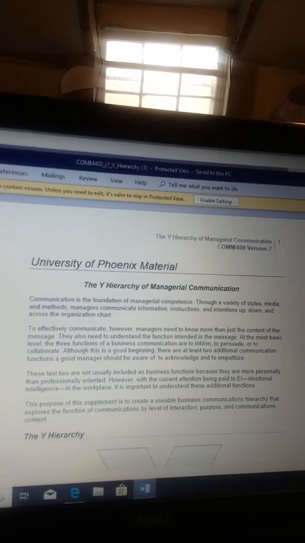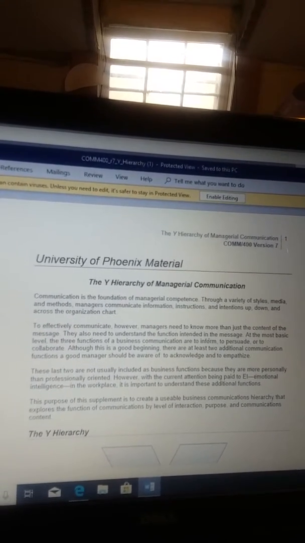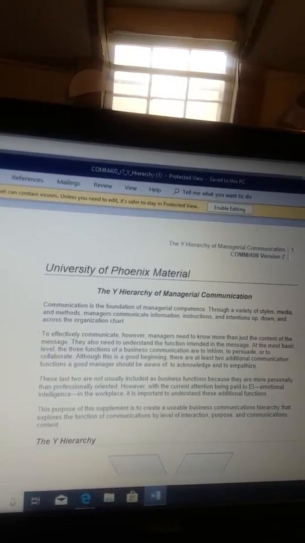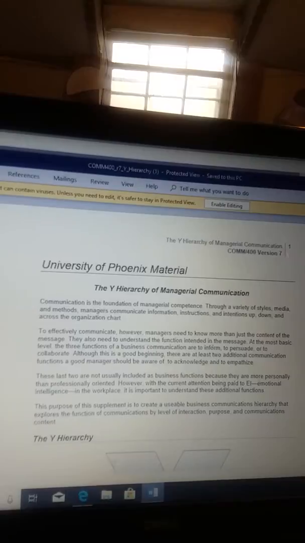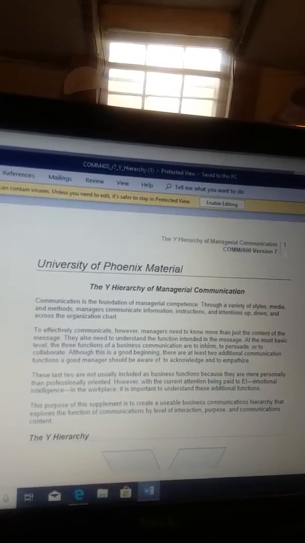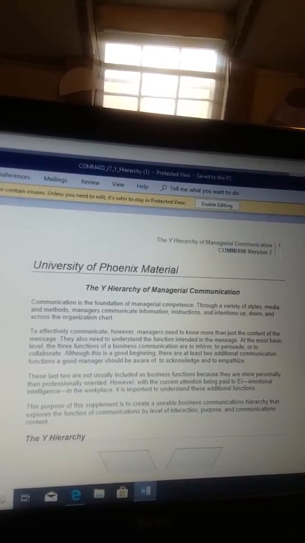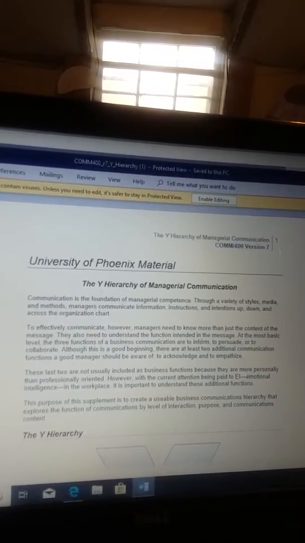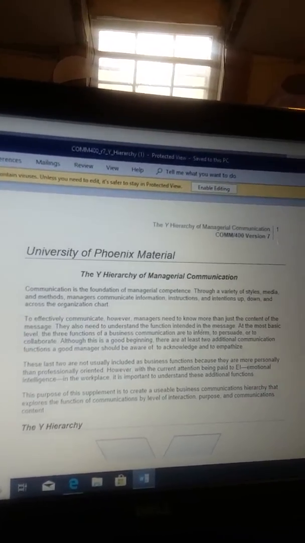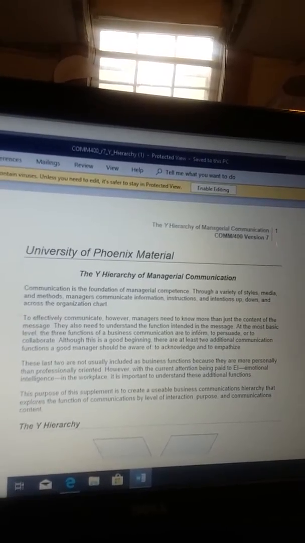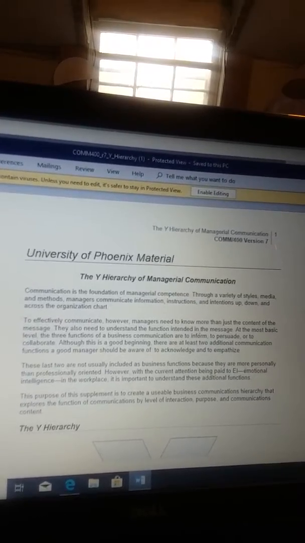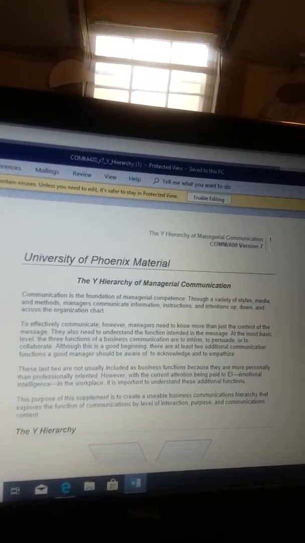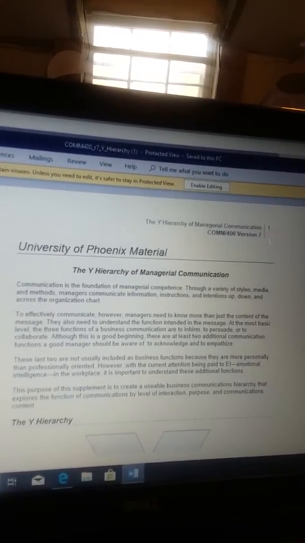At the most basic level, the three functions of a business communication are to inform, to persuade, or to collaborate. Although this is a good beginning, there are at least two additional communication functions a good manager should be aware of: to acknowledge and to empathize. These last two are not usually included as business functions because they are more personally than professionally oriented.